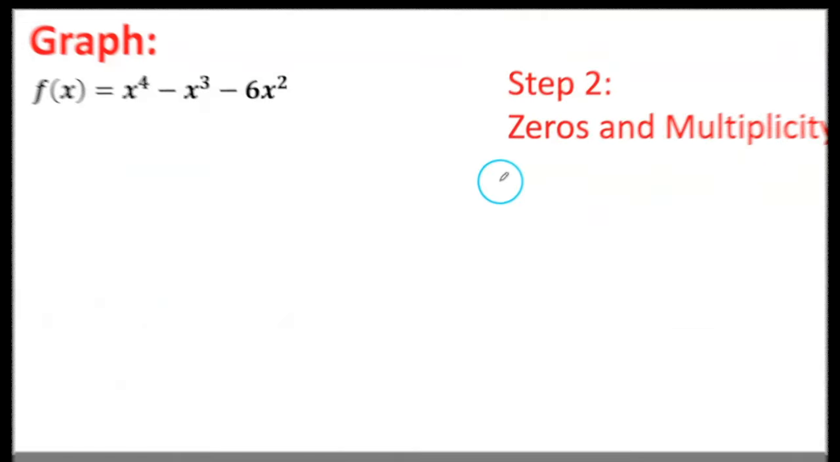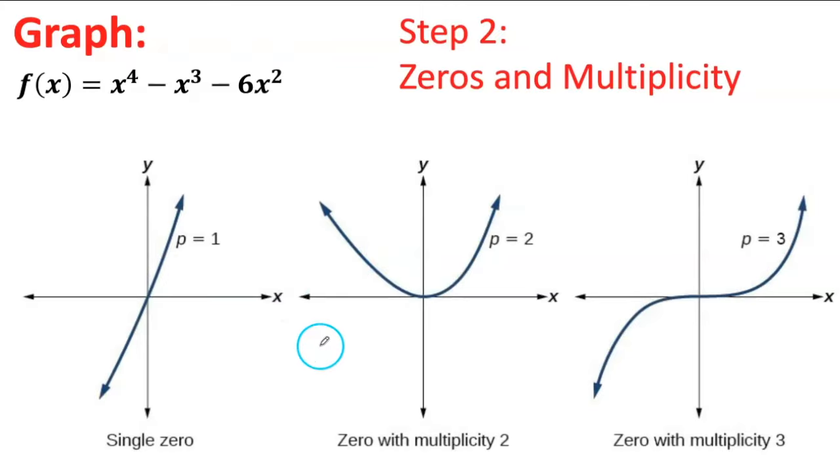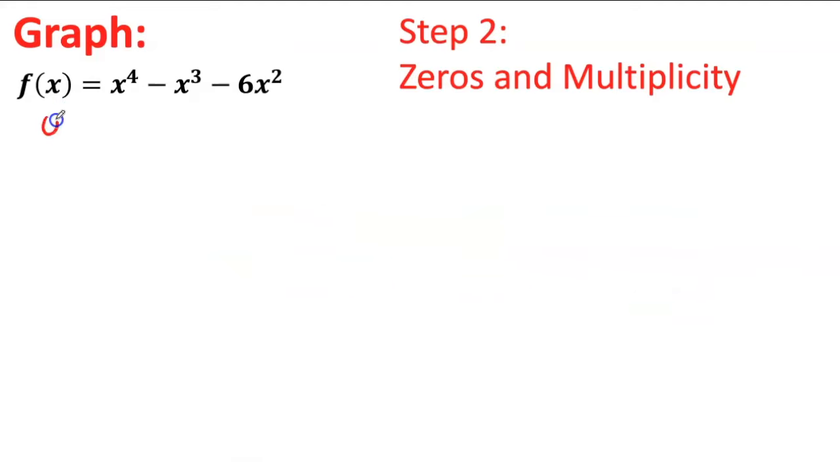Next, zeros and multiplicity. For multiplicity, I got to factor this out, find the values of 0, and according to that, I'm going to check here in this chart. So for this factor, I have to make my f of x equals 0, bring down the x^4, cube, factor.